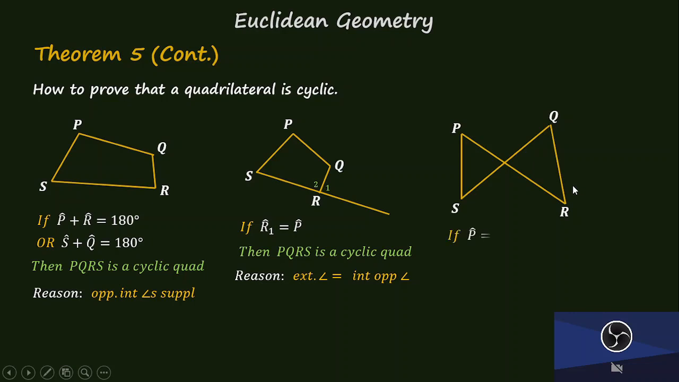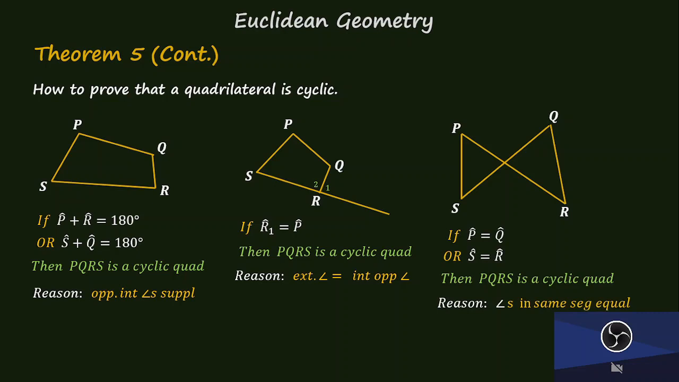So in this case, if you were to prove that P equals Q, or you prove that S equals R, then PQRS will be a cyclic quad. What would be the reason? Angles in the same segment are equal. So if you can show that the angles in the same segment of any four-sided shape are equal, then you have proven that that shape is a cyclic quadrilateral.